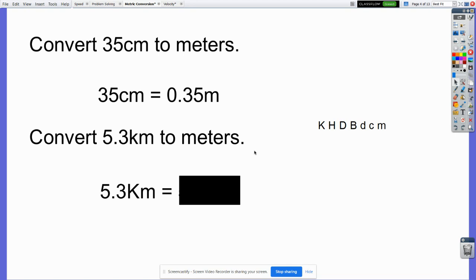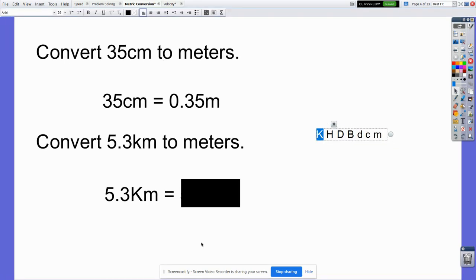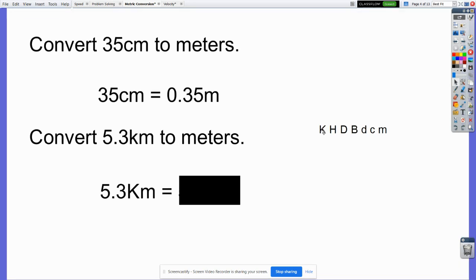Let's take a look at the second one, convert 5.3 kilometers to meters. Again, we have to look at where we are and where we're going. We are starting with kilo, and we're going to meters, the base unit again here. So from kilo to the base unit is 1, 2, 3 places to the right. So note we don't count where we start.